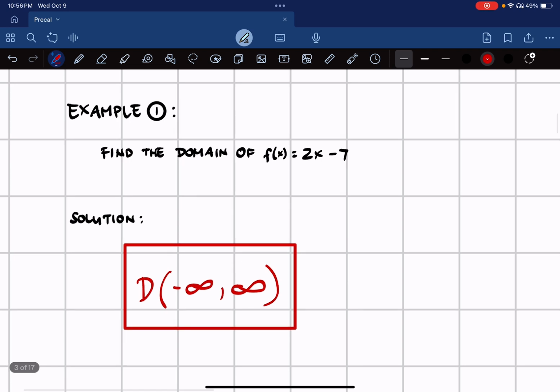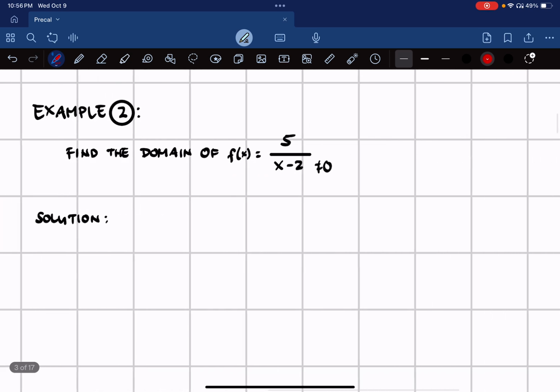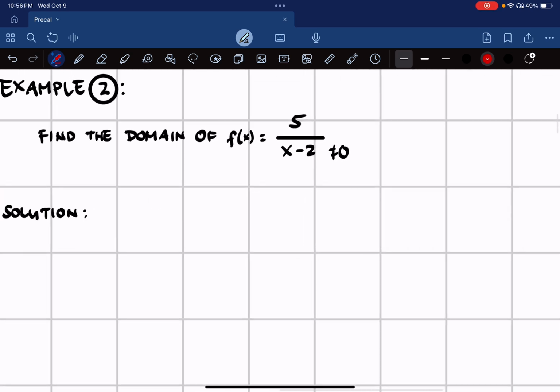Example 1 na. Ay, hindi na tayo padugay-dugay. Diretso na sa example 2, in which lahi na case. Okay. Example 2, find the domain of f of x is equals to 5 over x minus 2. Now, this is a rational function. Rational function kay fraction siya.